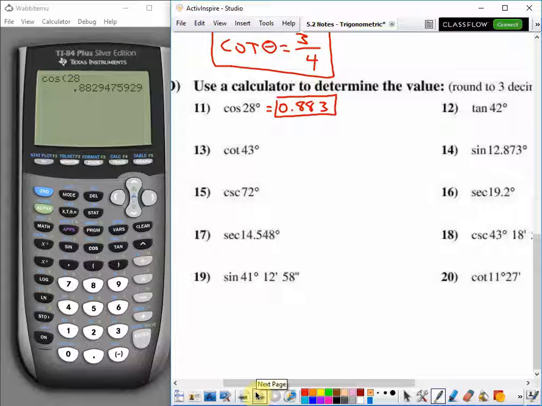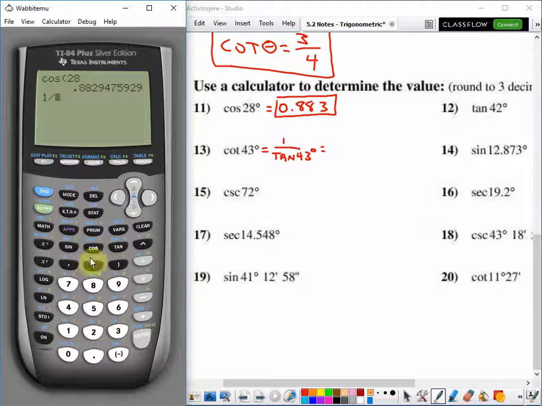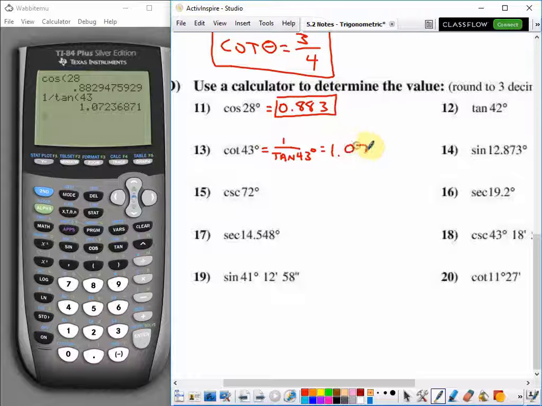Okay, then cotangent. Now cotangent, there's not a button on our calculator. A lot of people think that if I just do second tangent, that'll do it, but that's inverse. That is not the same as cotangent. Cotangent is a reciprocal, not an inverse. So that is 1 over tangent 43 degrees. So 1 divided by tangent 43, enter. 1.072, and after that 2 is a 3, that's not enough to bump that up. So 1.072.